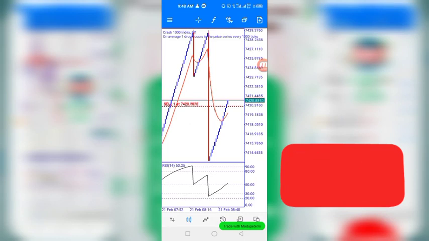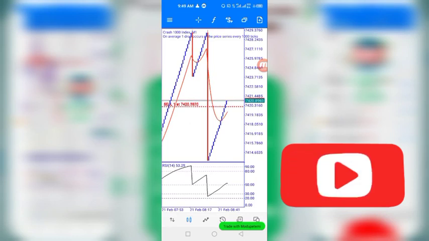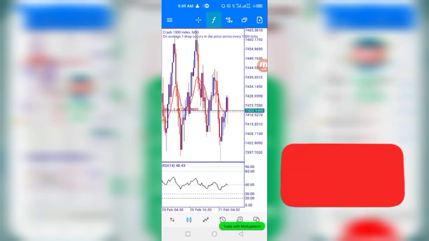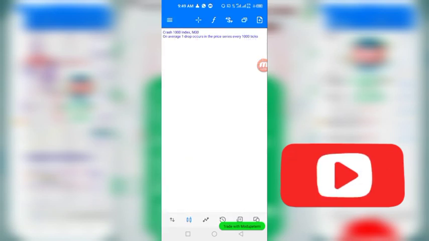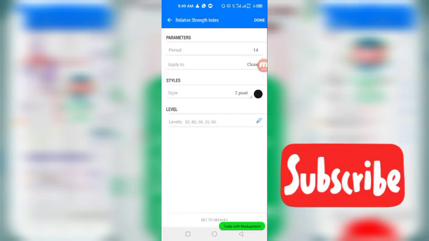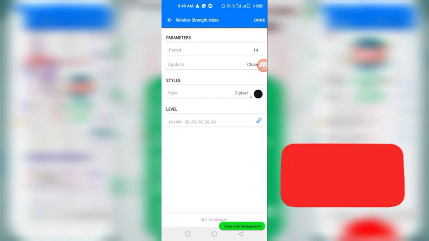And the other indicator that we'll be using is our RSI indicator, with the default settings. The RSI indicator period is 14, apply to close. The style is 2 pixel.